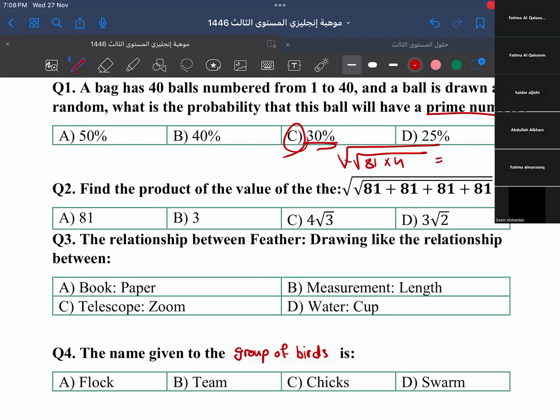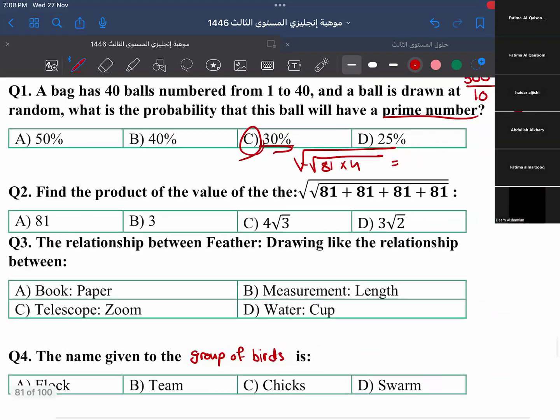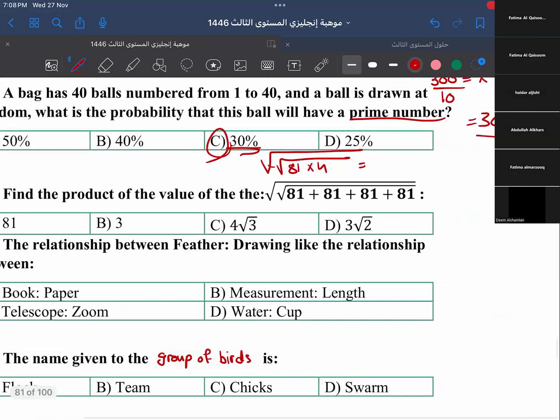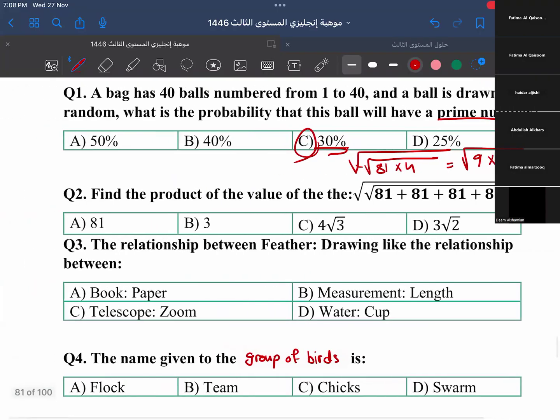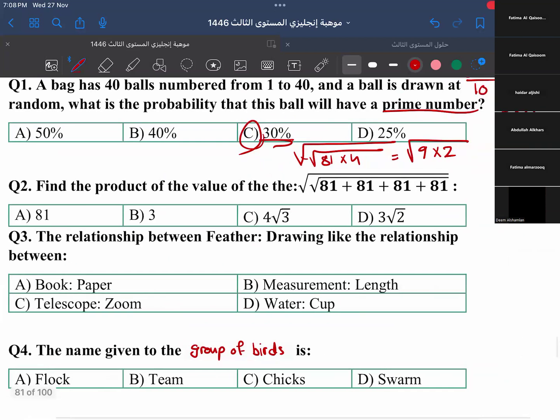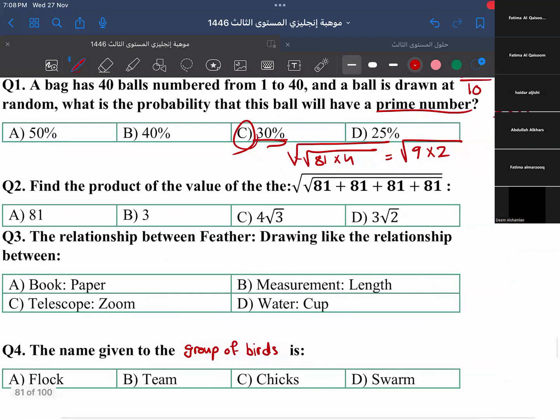Yeah. And then to simplify it, we need to turn the inside numbers into square roots. So it's going to be the square root of 9 times 2. So 18. Exactly. But we don't have 18 here. Oh, yeah. So 9 is 3 squared, so we can just take it out, and it's going to be 3 times the square root of 2.